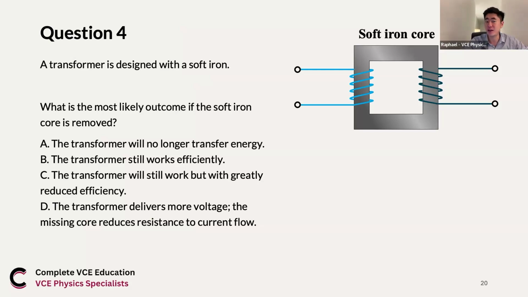Option A, the transformer will no longer transfer energy. B, the transformer will still work very efficiently. C, it'll still work, but with reduced efficiency. D, the transformer delivers more voltage, because the missing core reduces the resistance to your current flow. Same as before, I'll start a timer for a minute, maybe a minute for this one. And if you get the answer, shoot us a message so we can see.